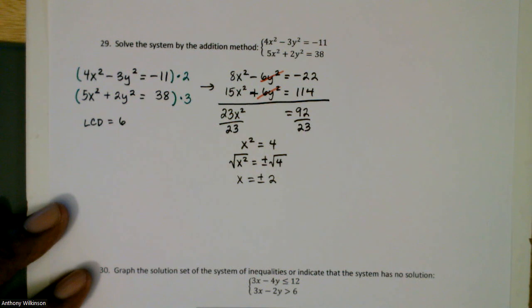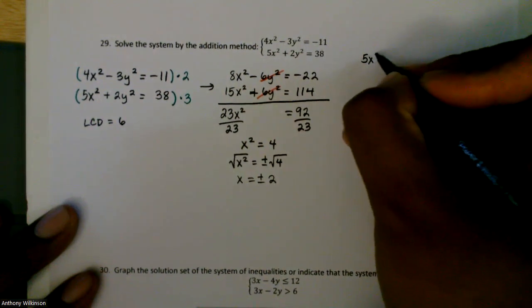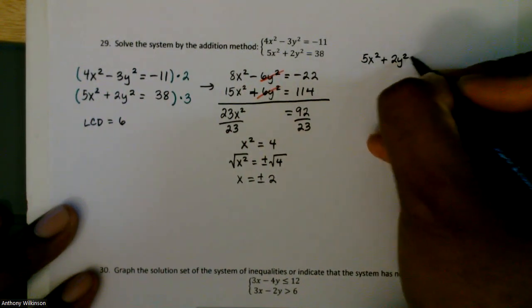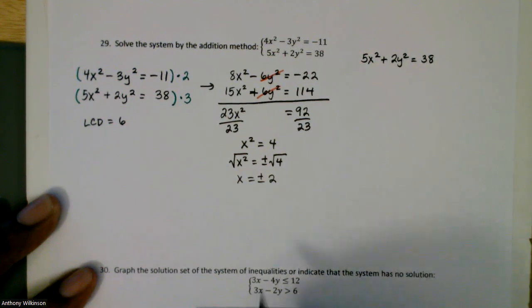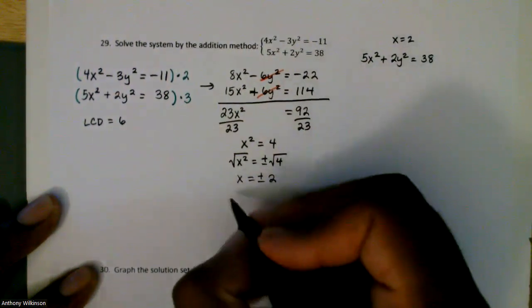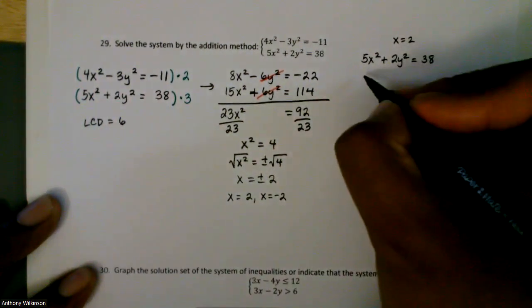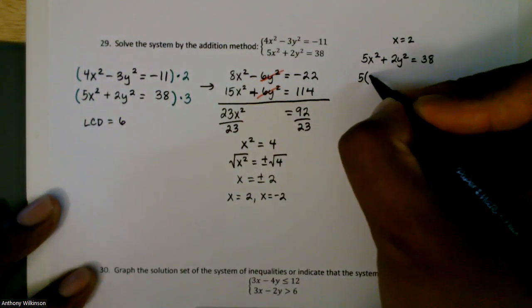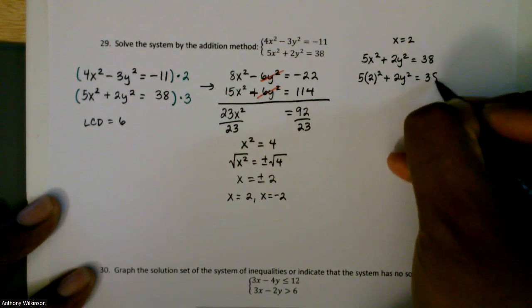Now, to find out what y is, we can use either one of these original equations and substitute the x with 2 and negative 2. I'm going to use the second equation, which is 5x squared plus 2y squared is equal to 38. And of course, my x is going to be equal to 2. And I can write this out as x is equal to positive 2, and then x equal negative 2. Let's do that. So I'm going to replace the x with 2, so it'll be 5 times 2 squared plus 2y squared is equal to 38.